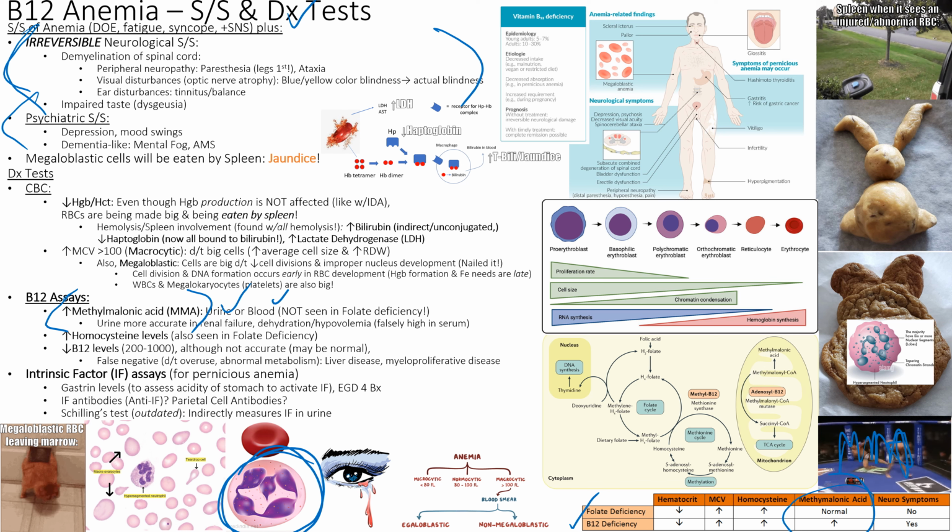All right, so what else? So CBC, got a low H&H, that makes sense. They have anemia, right? And then because we have a macrocytic anemia, we have big RBCs, the spleen doesn't like that. The spleen wants every RBC to look the same, right? And if they don't look the same, it starts eating them. So the spleen does that. It starts eating all the big RBCs, and when it eats them, it's going to spill their contents.